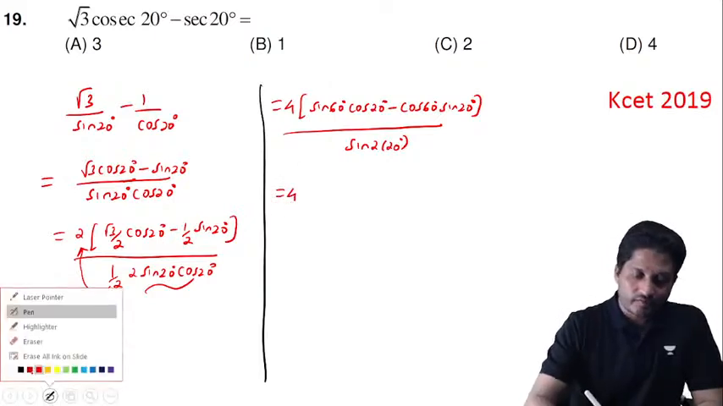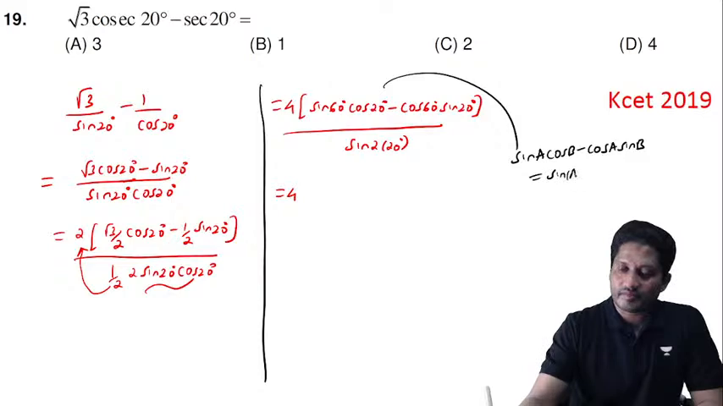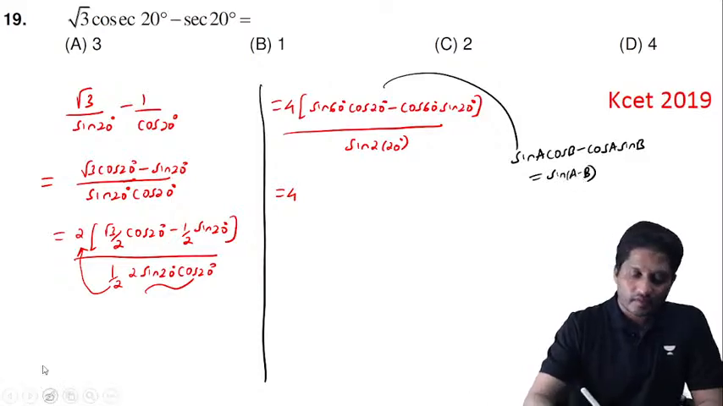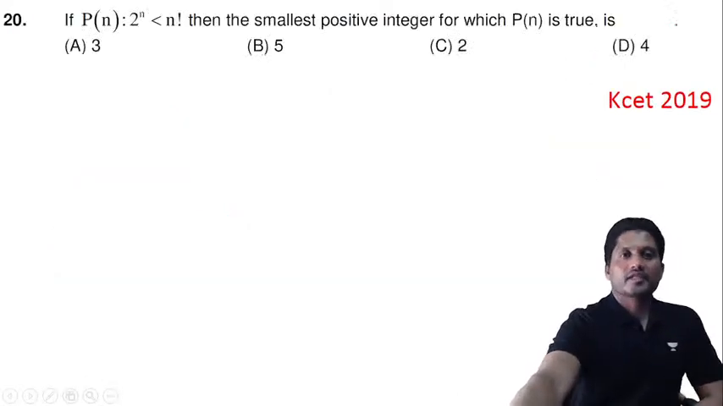Now this is of the form sin A into cos B minus cos A into sin B. Sin A cos B minus cos A sin B is sin of A minus B. Right, so this becomes sin of 60 minus 20, divided by sin 40. So this is 4 times sin 40 divided by sin 40. This will cancel, answer is plus 4. Let's move to the next question.